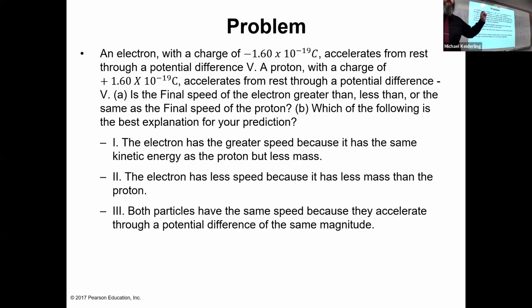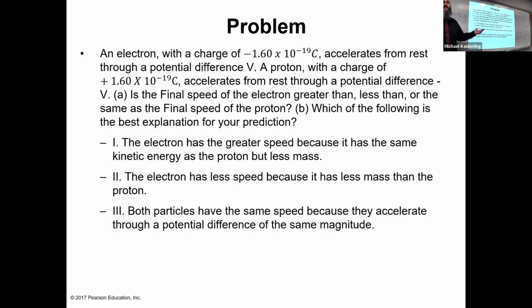So we have both an electron and a proton. One goes through a potential difference of plus V. The other one goes through a potential difference of minus V. Is the final speed of the electron greater than, less than, or the same as the final speed of the proton? And which do you think is the best explanation of this?